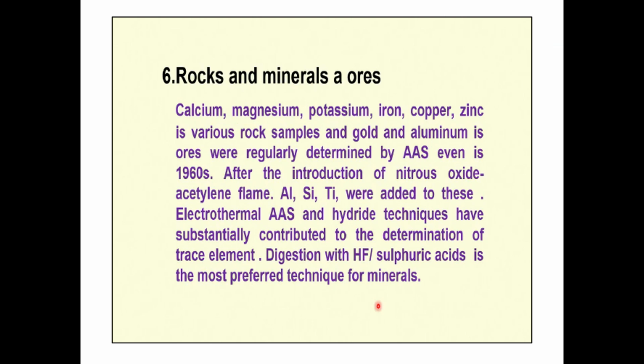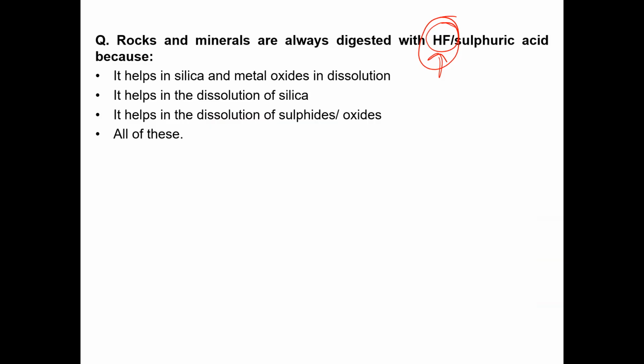So calcium, magnesium, potassium, and all these metals in rock samples are regularly determined by AAS. Digestion with HF and sulfuric acid is the most preferred technique for minerals. Why? Because it helps in the dissolution process of silica and metal oxides.